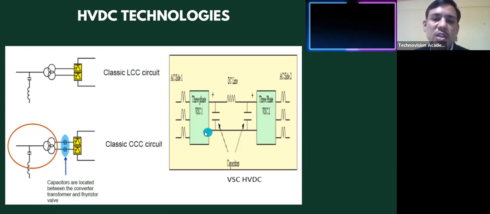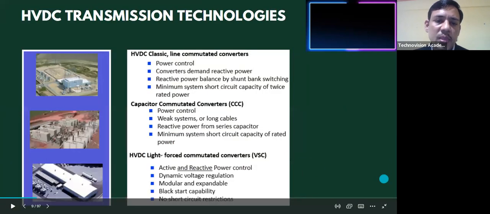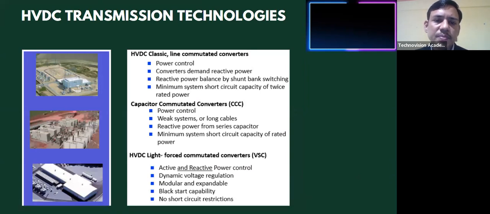The biggest advantage of VSC converters is that we don't require any converter transformer. In LCC HVDCs, there is a major cost of conversion equipment plus these converter transformers. When we go for VSC HVDC, we can use conventional transformers, so there is a greater saving by choosing VSC HVDC. So these are some of the features of these three types of HVDCs.